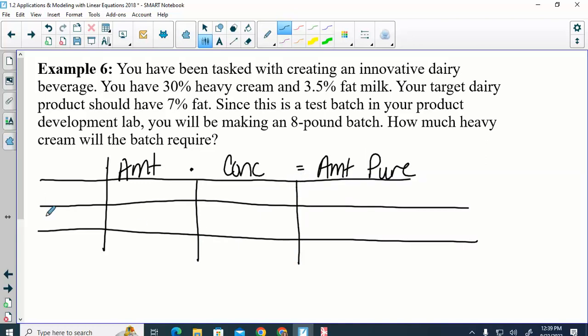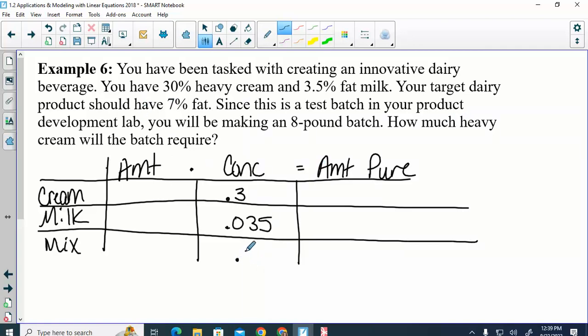Okay. So we have to call these things something. I'm going to call it, I have the cream and the milk and the mixture. Okay, so let's go back to our numbers. You have a 30% cream. So where do I put that? Concentration. 0.3 or 0.30. And a 3.5% fat milk. So my milk, my concentration would be 0.035. Good. Our target dairy product should have 7%.